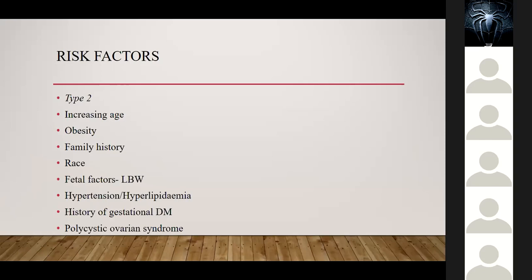People who are hypertensive and also have high cholesterol or lipid levels, as in hyperlipidemia, tend to be at risk. History of gestational diabetes: if you make a diagnosis of DM in a pregnant woman during pregnancy, this woman is actually at risk of developing diabetes after. Of course, conditions like polycystic ovarian syndrome, which is also common in people who tend to be obese, is also a risk factor.